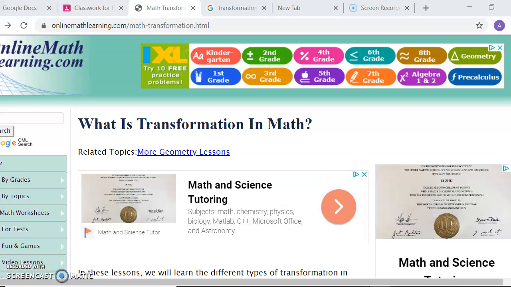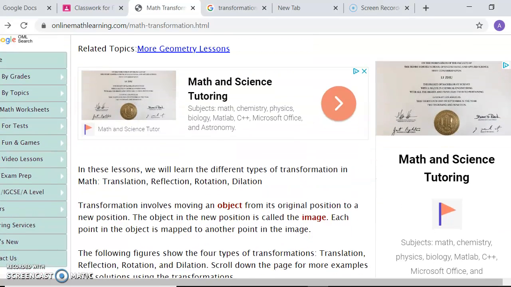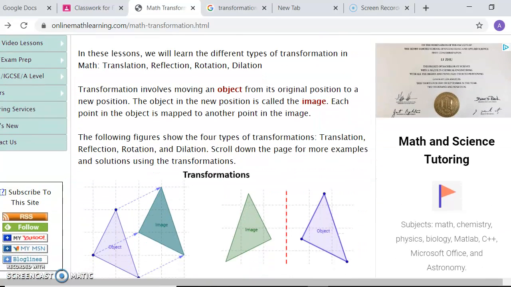Okay. All right. So the question here is, what is transformation in math? You should be looking at the screen here. In these lessons, we will learn the different types of transformation in math. They are called translation, reflection, rotation, and dilation. Transformation involves moving an object from its original position to a new position. The object in the new position is called the image.